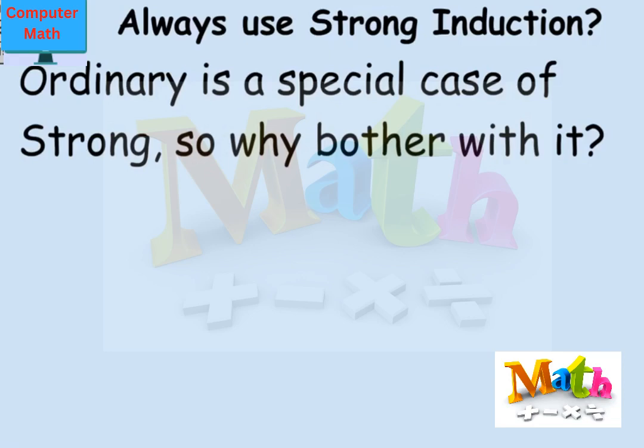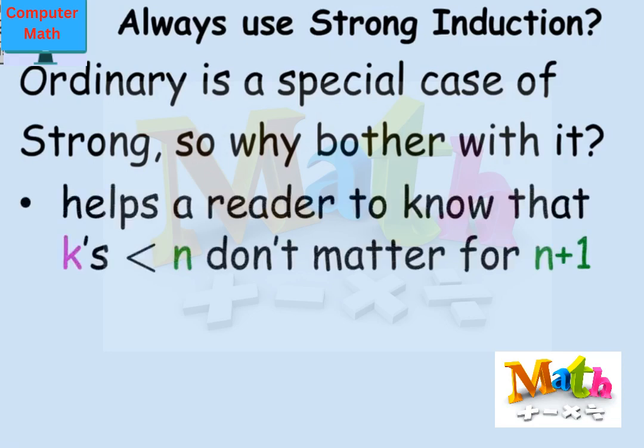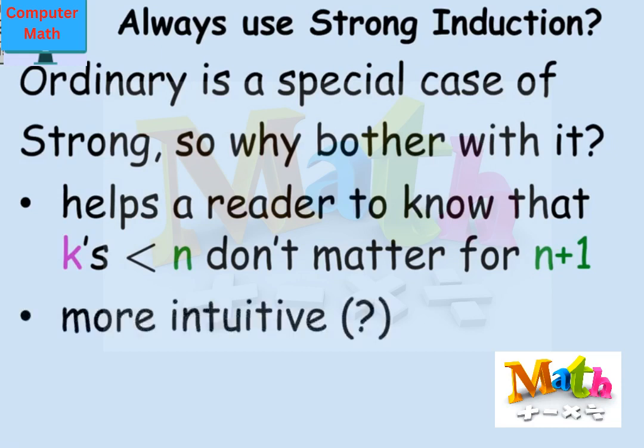So why bother with it? Well, the answer is basically that it's an expository difference. It helps your reader to know that the proof for n plus 1 is only going to depend on n, not on the k's that are less than n, as they would typically in a genuine strong induction proof. Second, there's some argument that ordinary induction going from n to n plus 1 is more intuitive than strong induction that goes from anywhere less than or equal to n up to n plus 1. I'm not sure that I subscribe to that, but I've heard people make that claim.